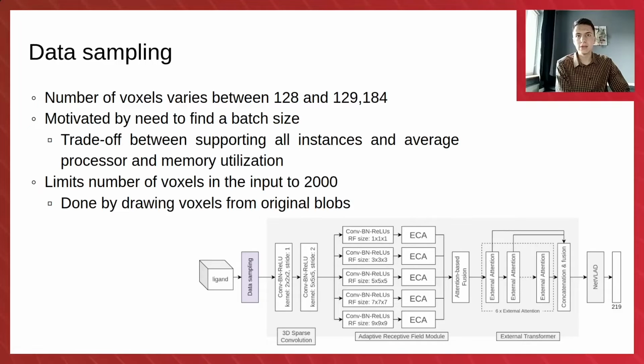Thus, we decided to limit the number of voxels in each input. If an input blob representing a ligand consists of no more than 2000 voxels, then it's passed without changes. Else 2000 voxels are chosen from the original input. Voxels are chosen randomly. Hence, it was possible to find a reasonable batch size that works on a GPU without running out of memory. Because of the reduced amount of data, this operation also speeds up the computations.